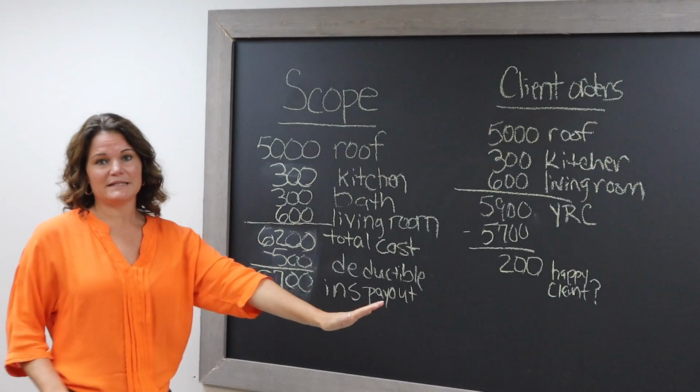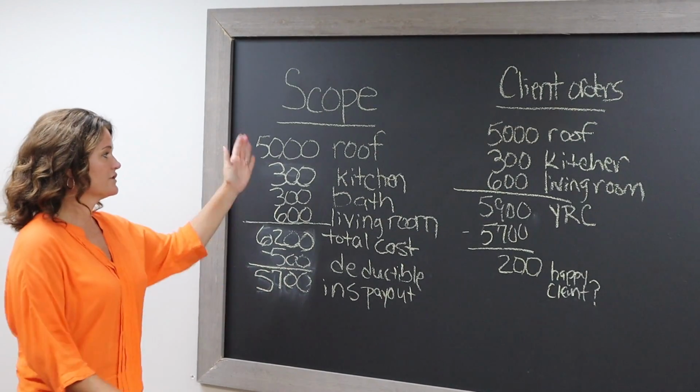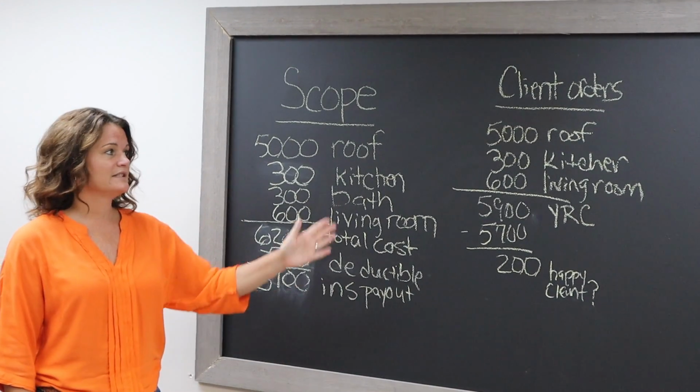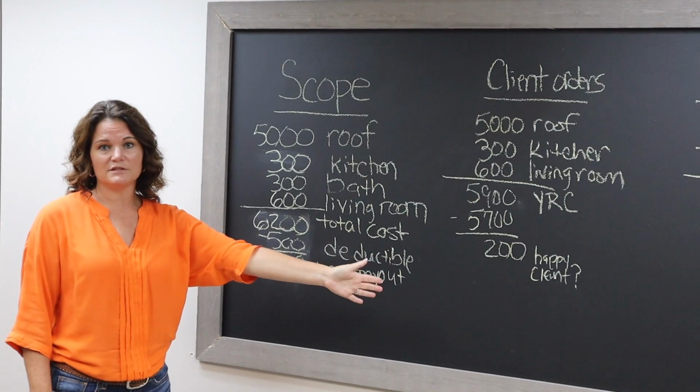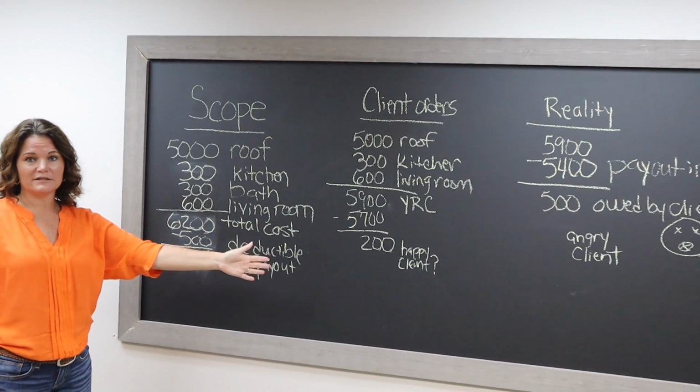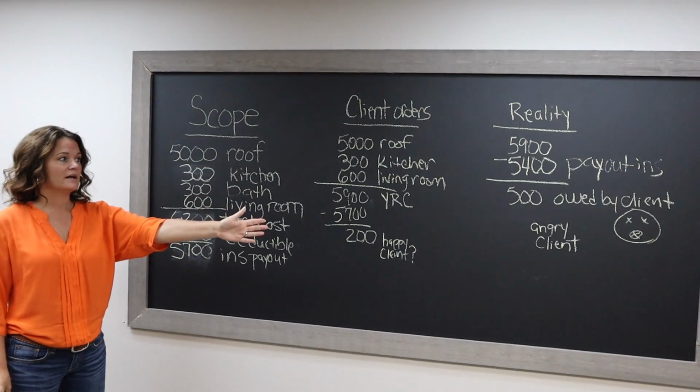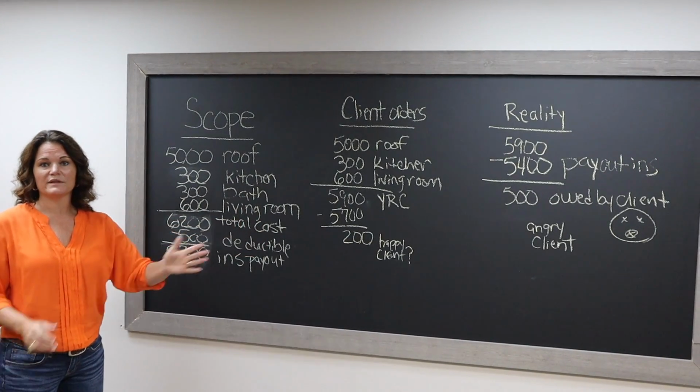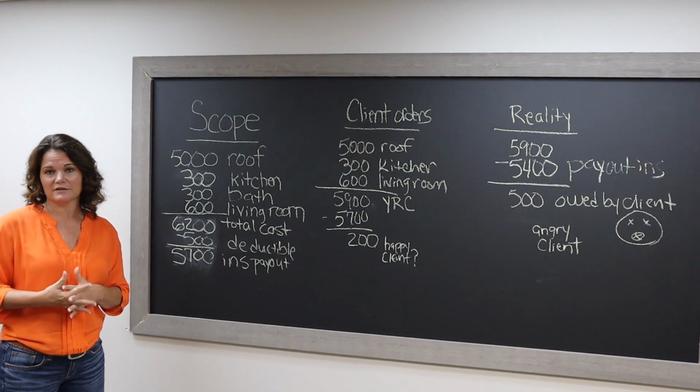I'm going to give you an example of an insurance scope and a situation when the homeowner wants to substitute some of the work or change what is outlined in the scope, and then how confusion happens with the bill and out-of-pocket expense for the homeowner.